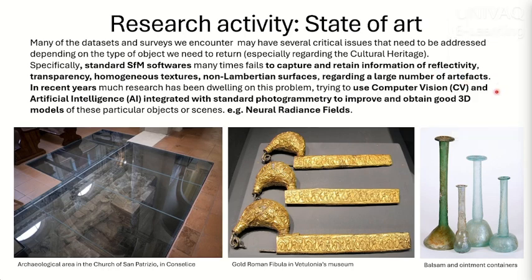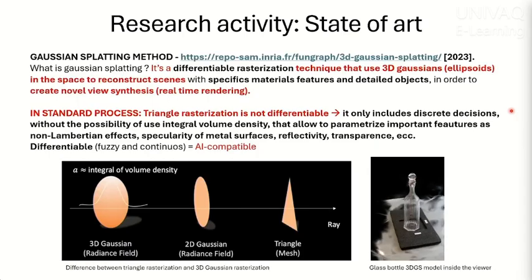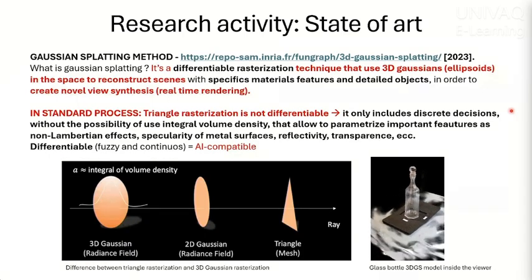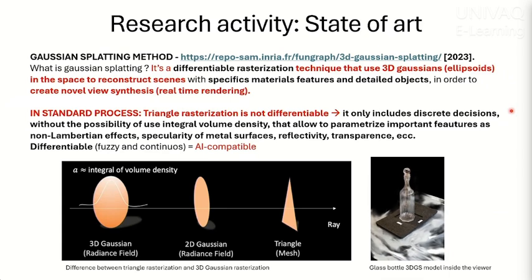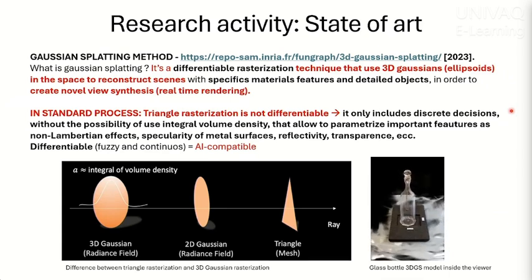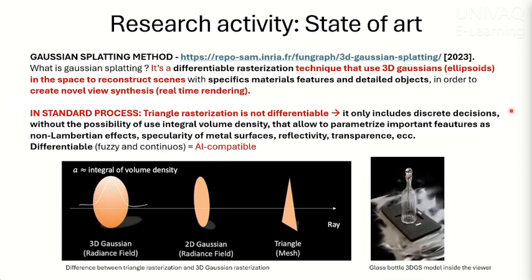In recent years, much research has been dwelling on these problems, trying to use computer vision and artificial intelligence integrated with standard photogrammetry. In 2023, the Gaussian splatting method was developed regarding computer vision. But what is Gaussian splatting?